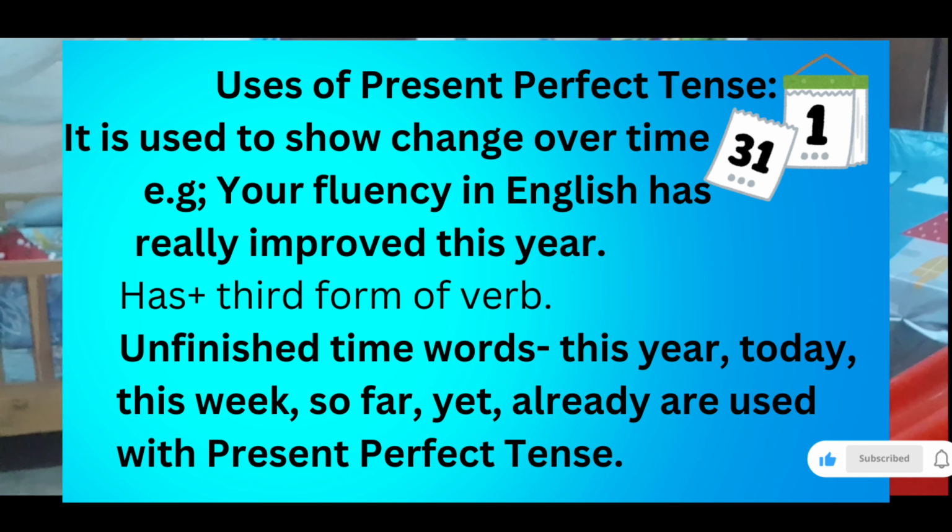Okay, present perfect tense is used to show change over time. For example, your fluency in English has really improved this year. Has improved. Has plus third form of verb. Your fluency in English has really improved this year. It shows a change over time. Okay, unfinished time periods like this year, today, this week, so far, yet, already, these are often used with present perfect tense.